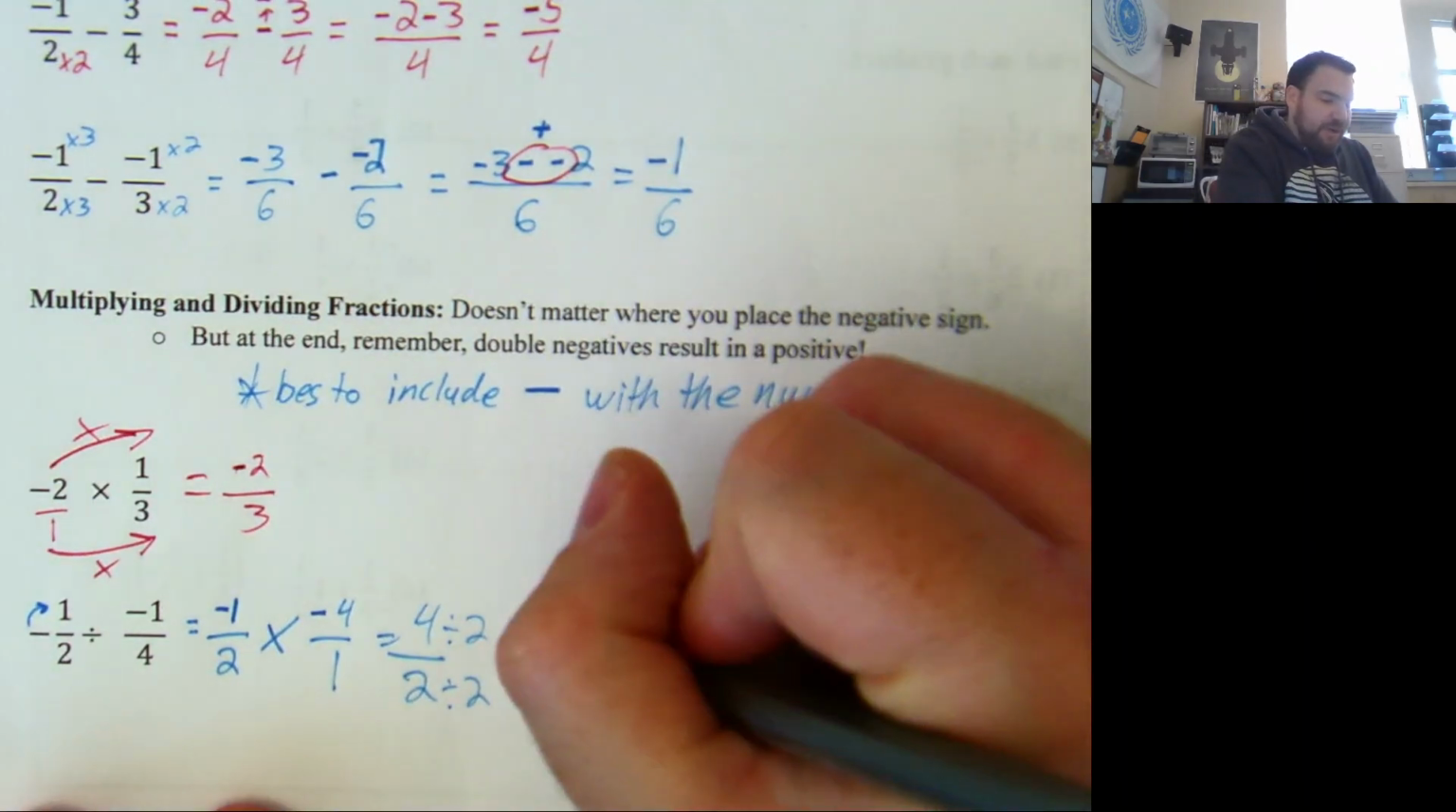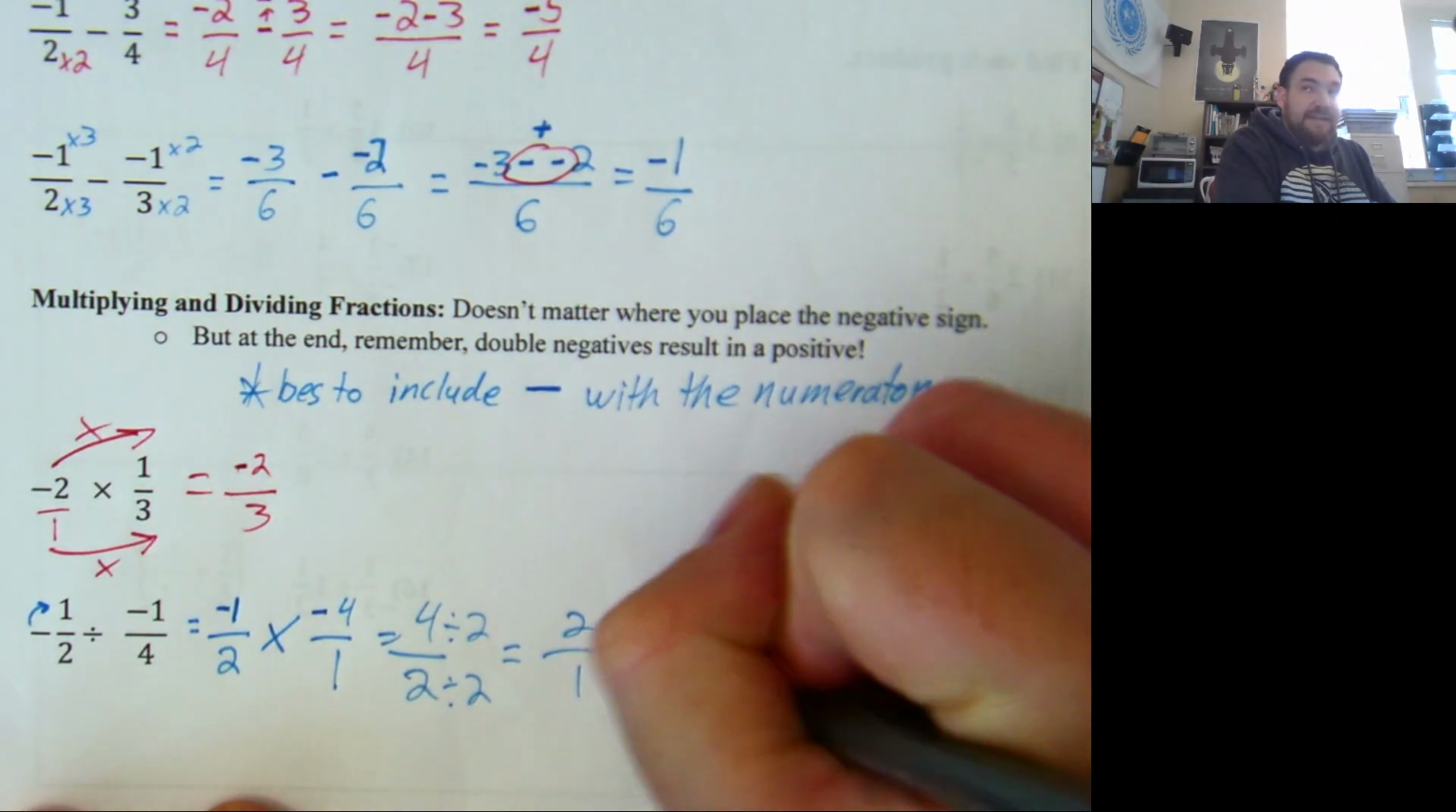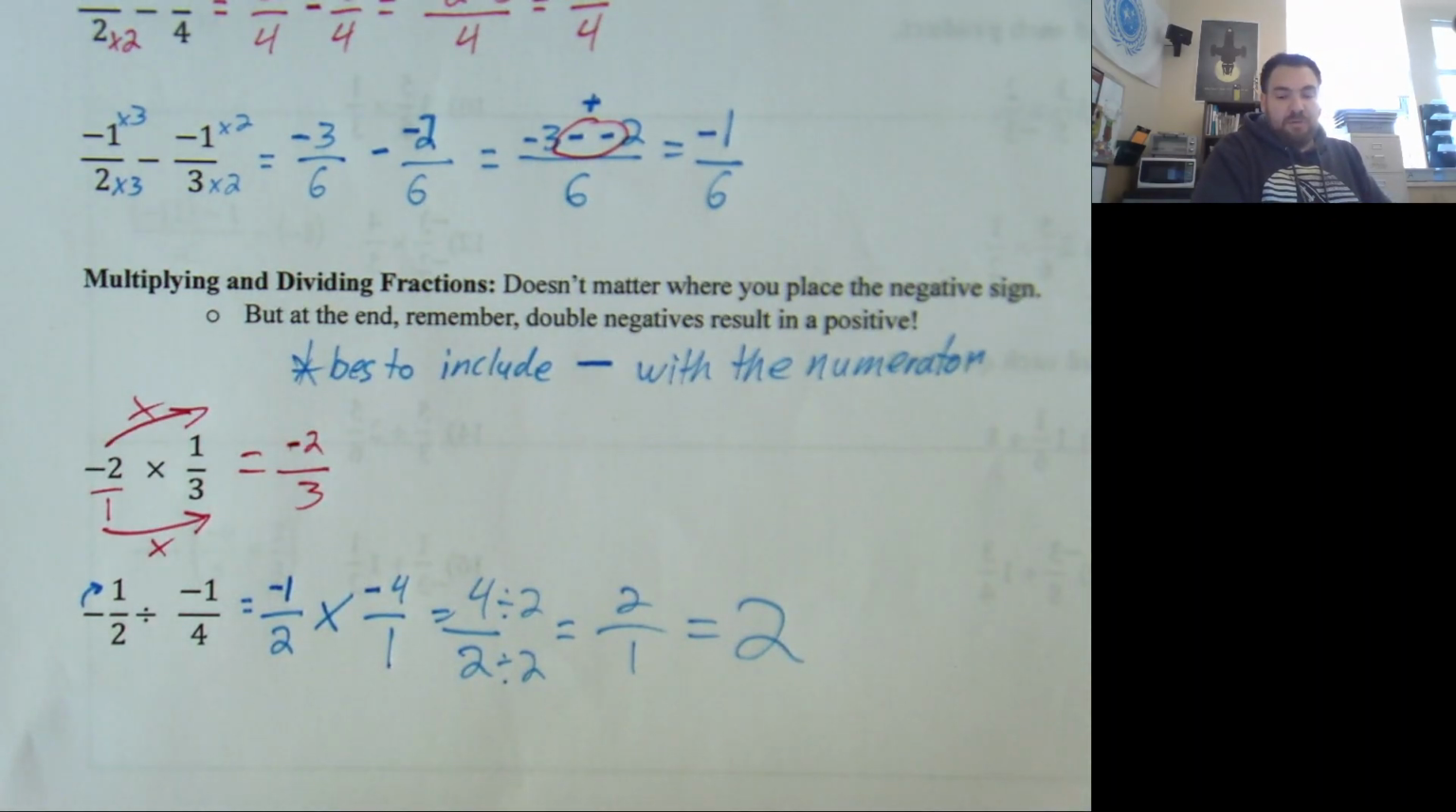4 divided by 2 is 2. 2 divided by 2 is 1. 2 over 1 is just 2. And it's over. We could have made a simplification, but that's really it.